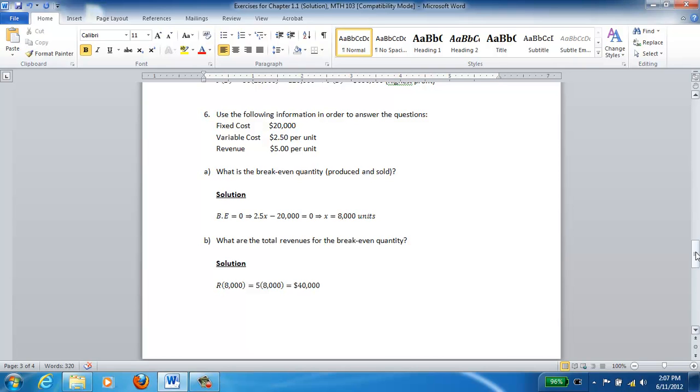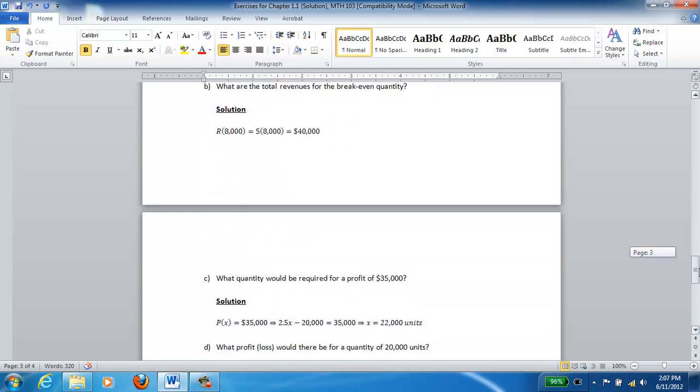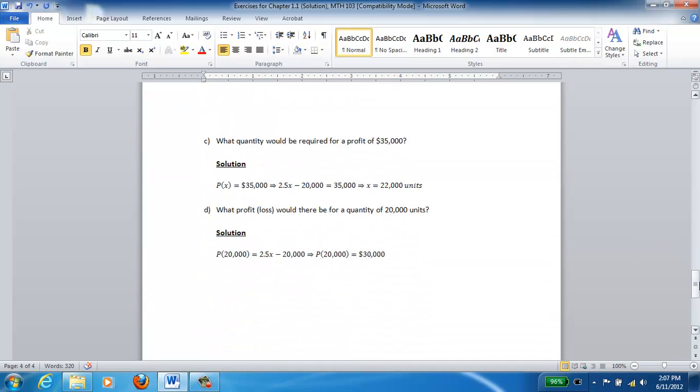And what are the total revenues for the break-even quantity? So R(8,000) is equal to 5 times 8,000, which is a revenue of $40,000. Next question, what quantity would be required for a profit of $35,000? In this case here, we will set the profit function, 2.5x minus 20,000, equal to a profit of $35,000. Solving this, we get x is equal to 22,000 units.